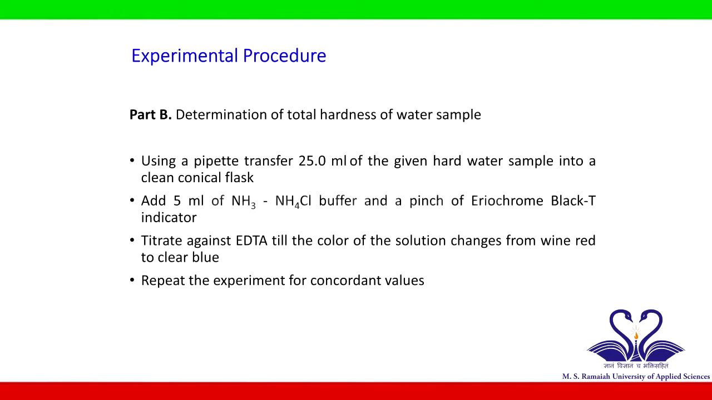With the help of a pipette, transfer 25 ml of the given hard water sample into a clean conical flask. Then add 5 ml of NH3-NH4Cl buffer and a pinch of Eriochrome Black T indicator. Titrate the solution in the conical flask against EDTA till the color of the solution changes from wine red to clear blue. Repeat the experiment for concordant values.